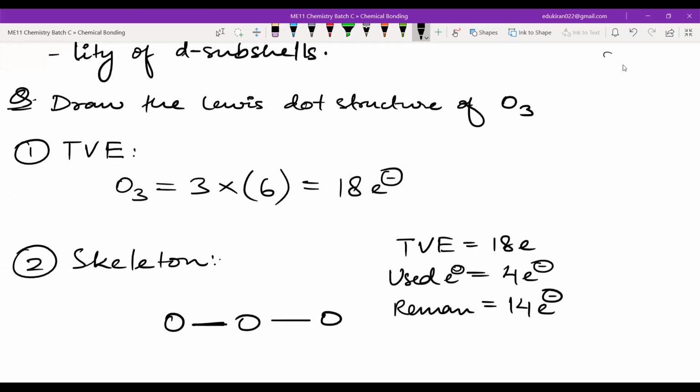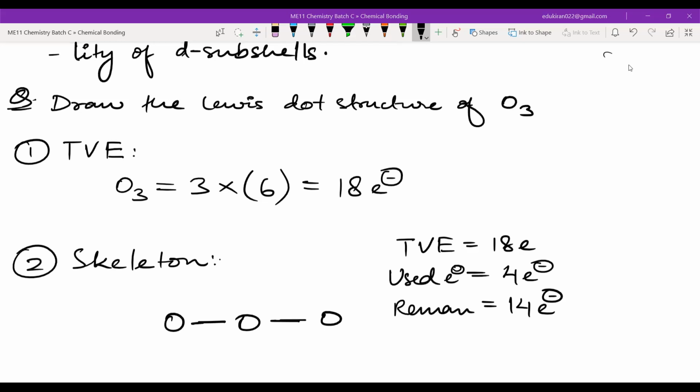Whenever we make a bond in the skeleton, we are using 2 electrons in these bonds. So the bond electrons are like this: 1, 2, 3, 4. So we are using 4 electrons to make the bonds. Usually I show bonds by a dashed line initially, to make the structure clear. At the end, I draw them as dots.